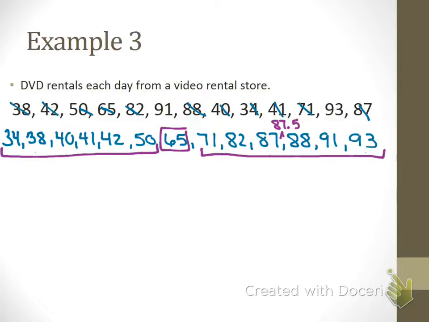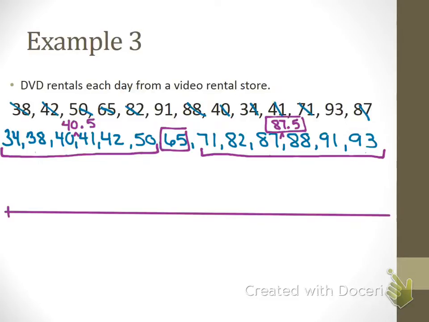What about the lower half? Anybody think they know the median? Okay, about half of you. All right, try to find the median of the lower half. I'm going to give you just a couple minutes to figure that out. What is it, guys? 40.5.